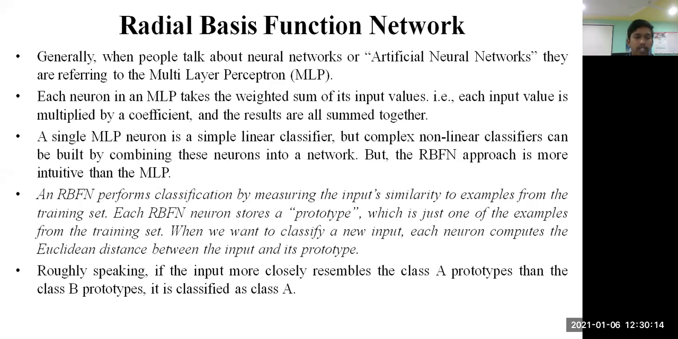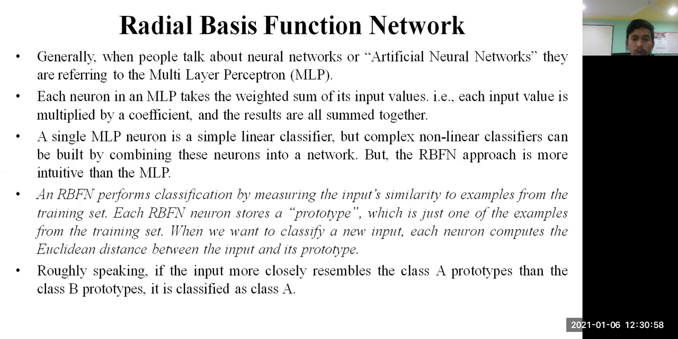Here you can see the statement. The fourth point is indicating what actually this RBFN is. A radial basis function network performs classification by measuring the input's similarity to examples from the training set. You'll be given a set of input values with respect to the training set, and from the training set some set of values will be considered, and it will be classifying the things. Each RBFN neuron stores a prototype, which is just one of the examples from the training set. In the training set you'll have lots of data points, and among them, only one value will be chosen, and it will form a prototype.